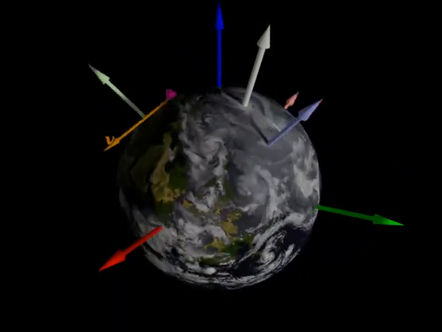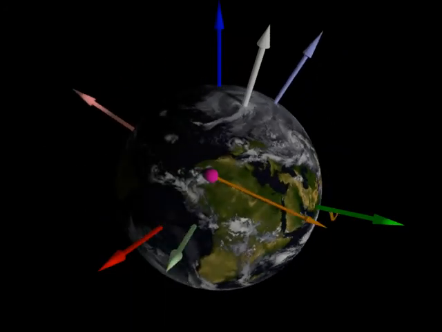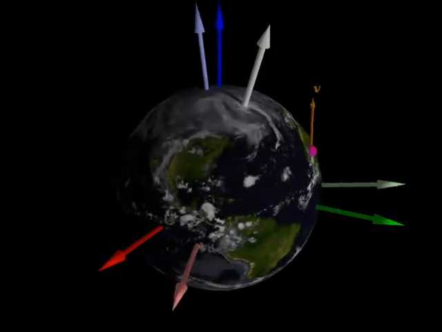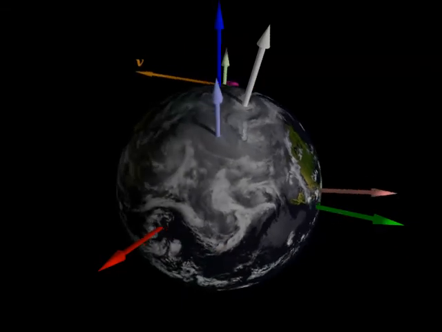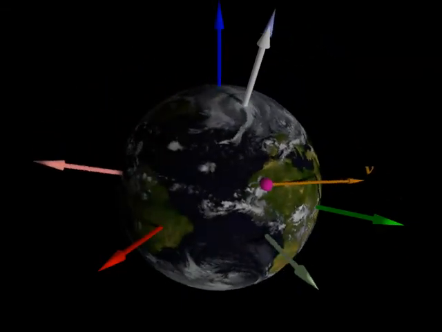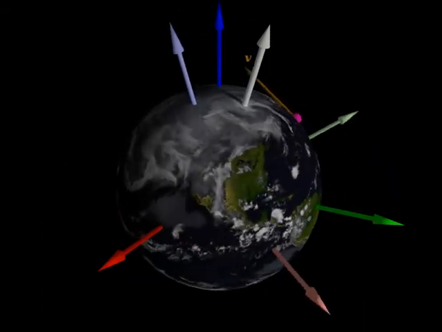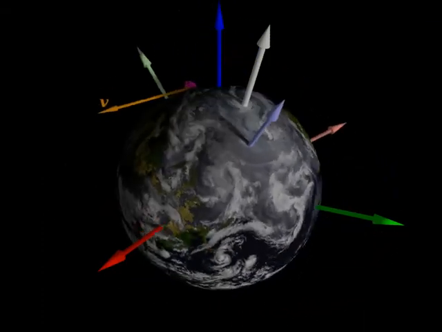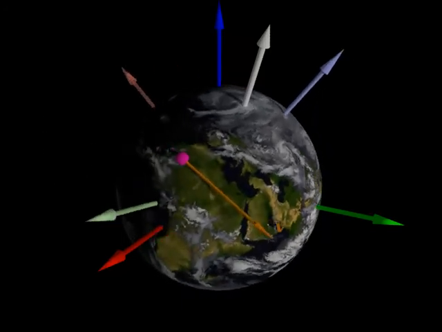So once again, the solid, unprimed things are the three vectors that are at rest, the more saturated colors, right? You've got X, Y, and Z there. The white thing sticking out of the north pole of the Earth is the omega vector. And then the more faded pastel colored vectors are the primed vectors.